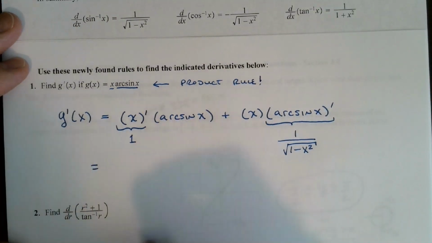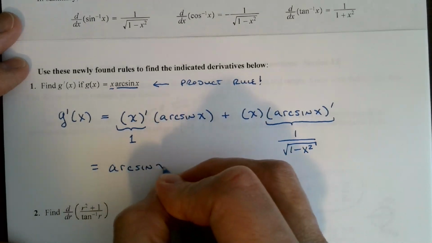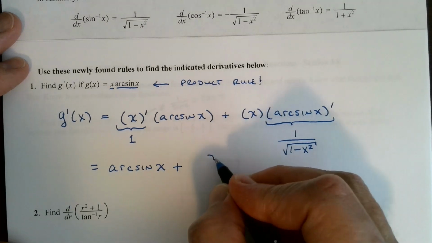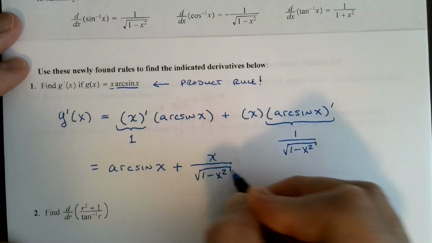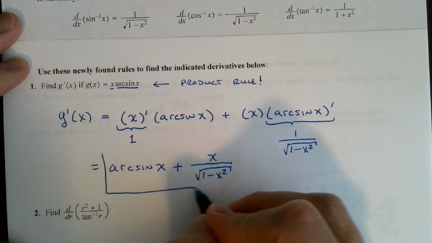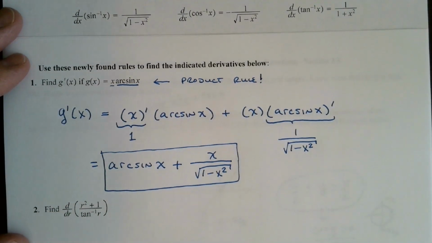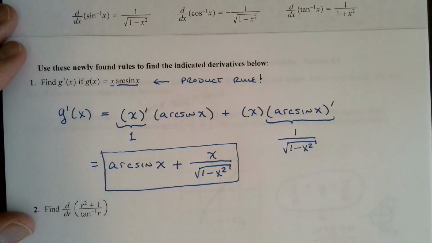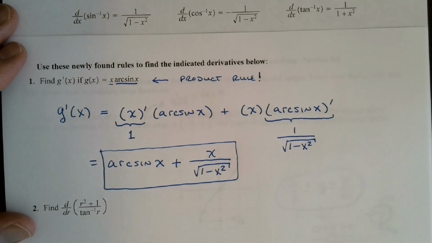And so what do we get as our answer? 1 times arc sine of x is arc sine of x plus, right, x times all this stuff is x divided by this stuff. And there is our derivative. Okay. Again, these are kind of strange functions, we get some weird results, but again, we're just using the rules step by step that we've developed.